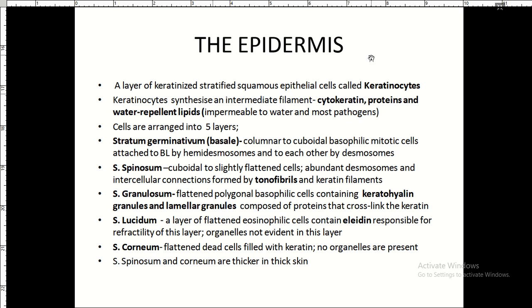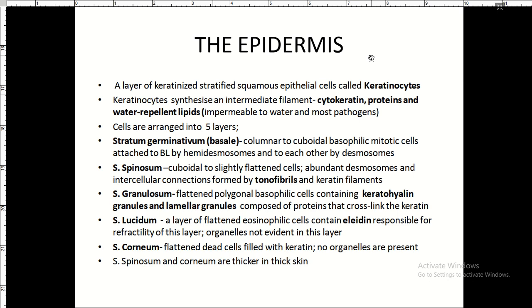Take note, NB. The stratum lucidum is highly eosinophilic, with cells that lack well-developed organelles. And NB, the stratum lucidum is only present in thick skin, not thin skin. And then our last interesting layer becomes the stratum corneum.